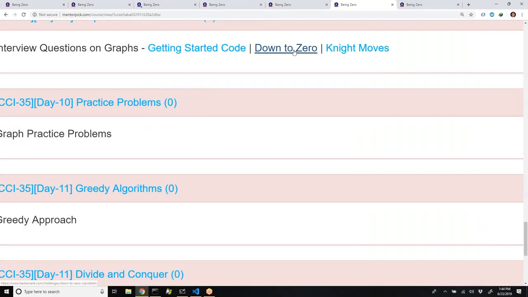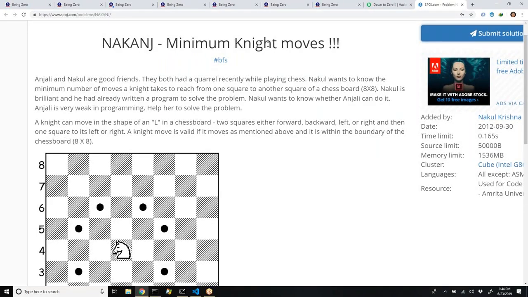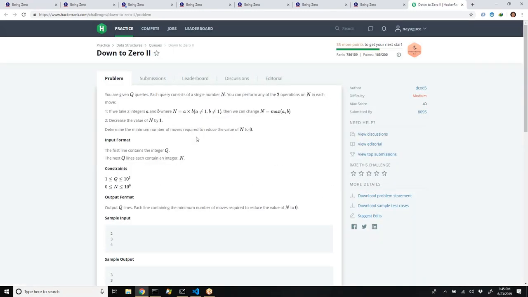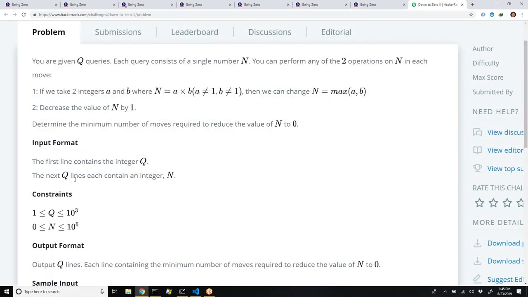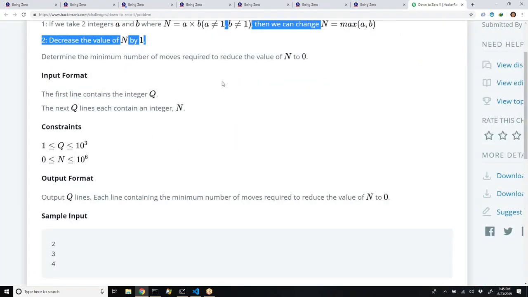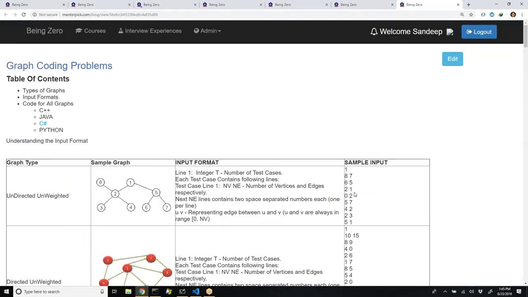Down to 0 is a problem of that category, and knight moves is a problem of shortest path. Minimum knight moves to reach one cell to another. This is on 2D matrix, again a BFS problem. This is if you are starting with n, there are some operations you can perform, and how many minimum steps you can reach to 0. So these two problems I have put as a reference link which you can attempt and try solving.